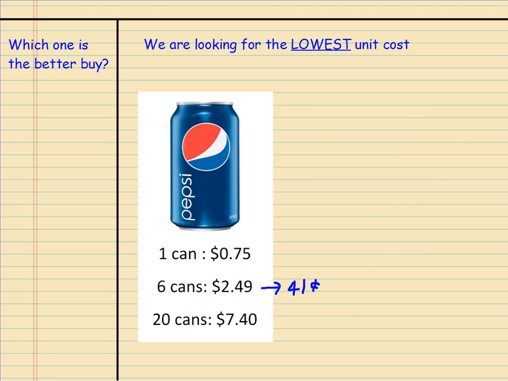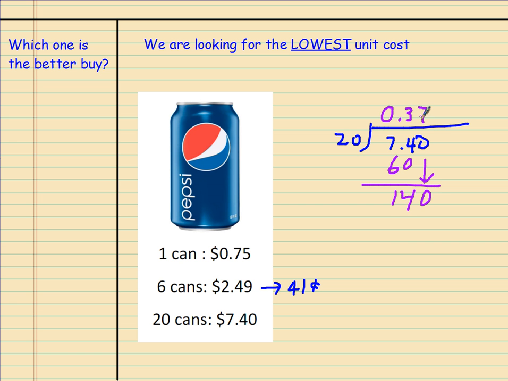20 cans at $7.40. We do the same thing. We have $7.40 divided by 20. 20 goes into 7, it doesn't go in. Put the decimal there. 20 goes into 74 3 times, and 20 times 3 is 60. We subtract, we get 14, and we bring down the 0. We get 140. 20 goes into 140 7 times. So this is an exact answer. This is 37 cents if you buy 20 cans at one time.